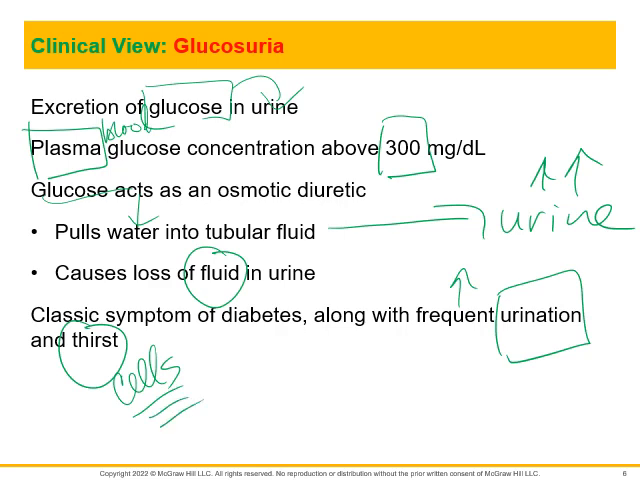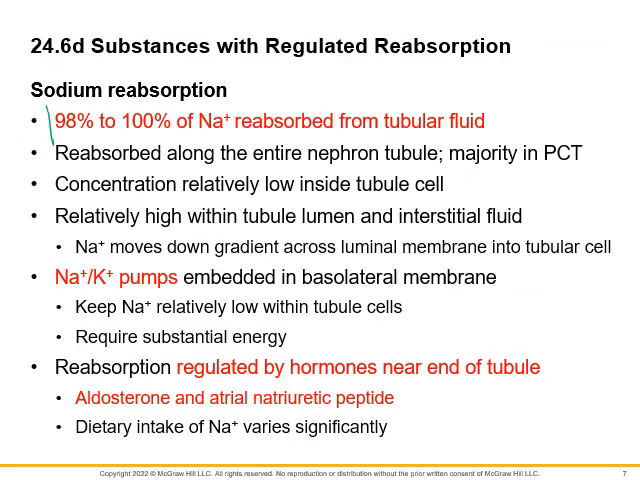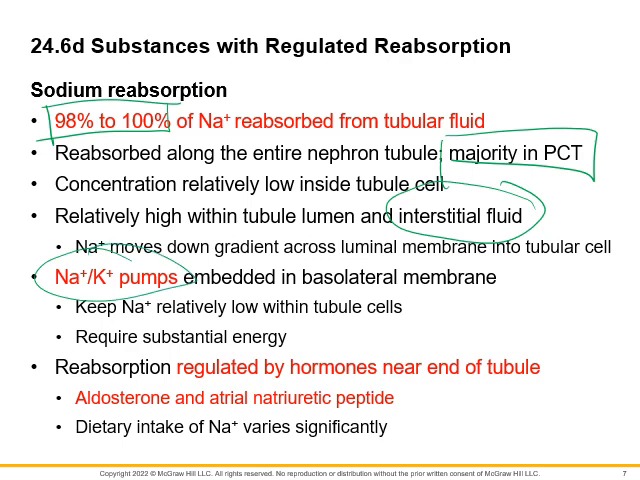We need more water. You can see that sodium reabsorption is close to 100%. The majority of sodium reabsorption happens in the proximal convoluted tubule. It's relatively high in the interstitial fluid. We're also going to see sodium-potassium pumps. Remember, this is active transport and requires ATP. We're going to see these working to move potassium and sodium in the opposite direction. And we're going to see reabsorption regulated by hormones, aldosterone and atrial natriuretic peptide.